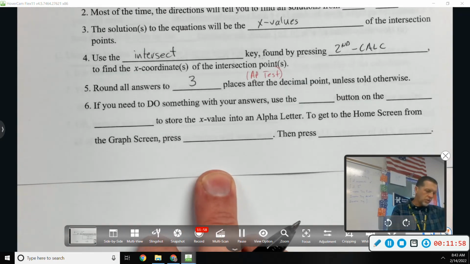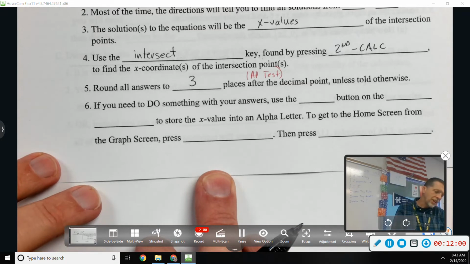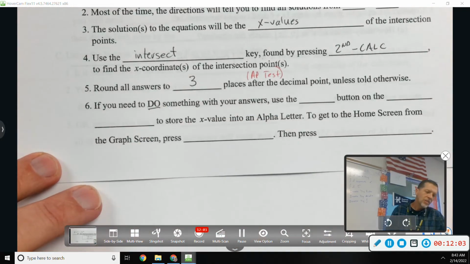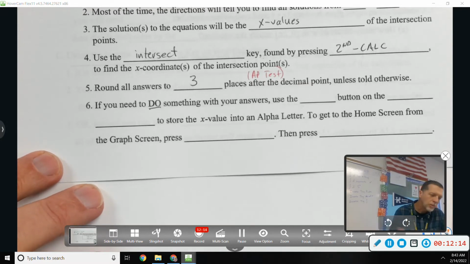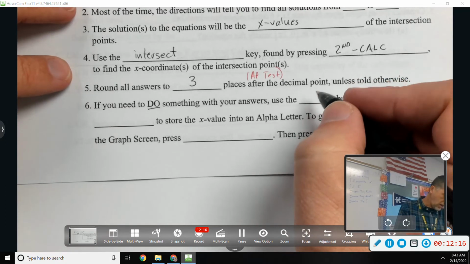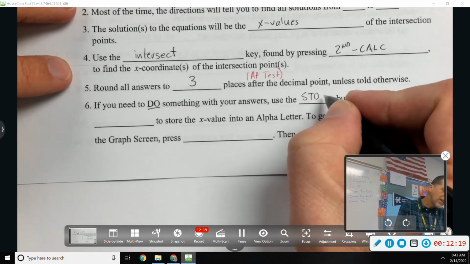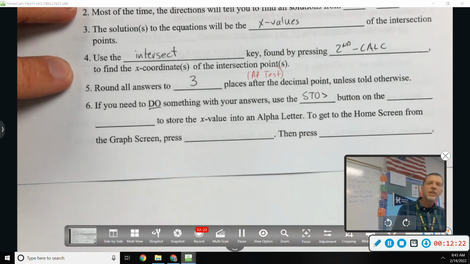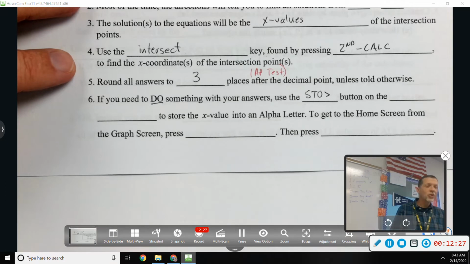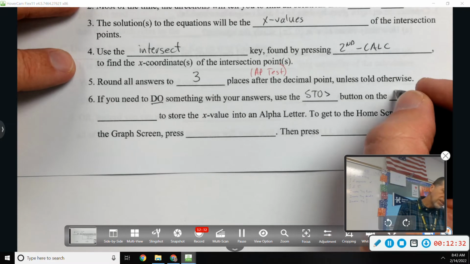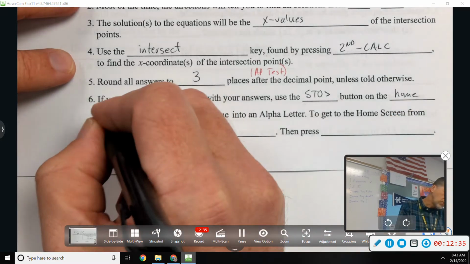Number 6, and then we'll do some examples. If you need to do something with your answers, like you solve the equation, but then it's like, multiply that by 10 or add the 2 answers. If you need to do something with them, use the stow button. Stow with a little arrow. You know what stow is short for? Store. So you're going to store your answer. The stow button on the home screen.